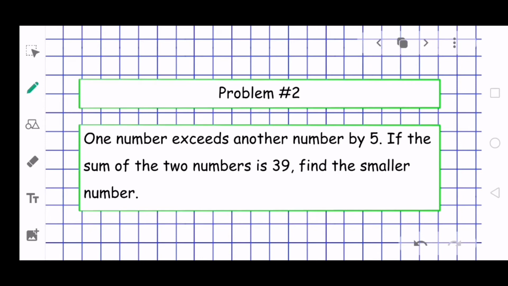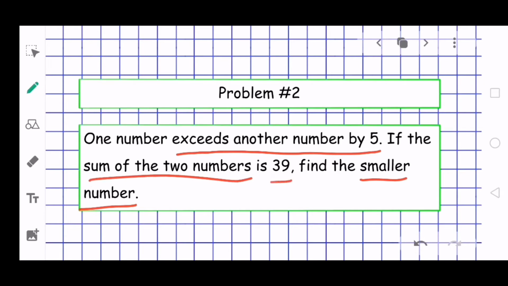Now let's try another example. Problem number 2. One number exceeds another number by 5. Meaning to say, one number is greater than another number by 5. If the sum of the two numbers is 39, find the smaller number. So we have here a smaller number to consider and a larger number which exceeds that smaller number by 5. And if we get the sum of these two, that will give us 39. That will be our basis in formulating our equation.